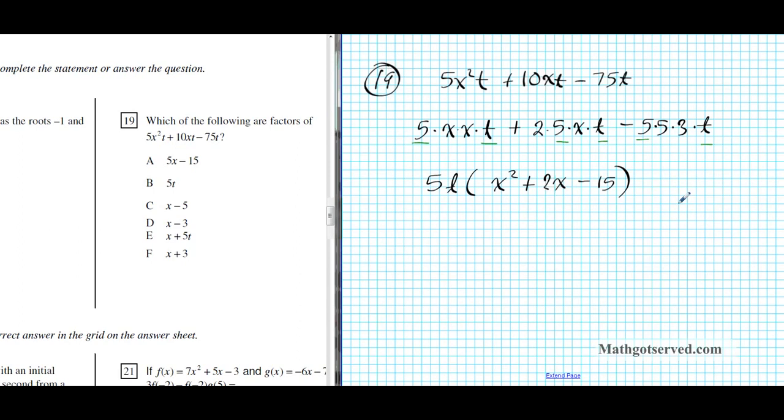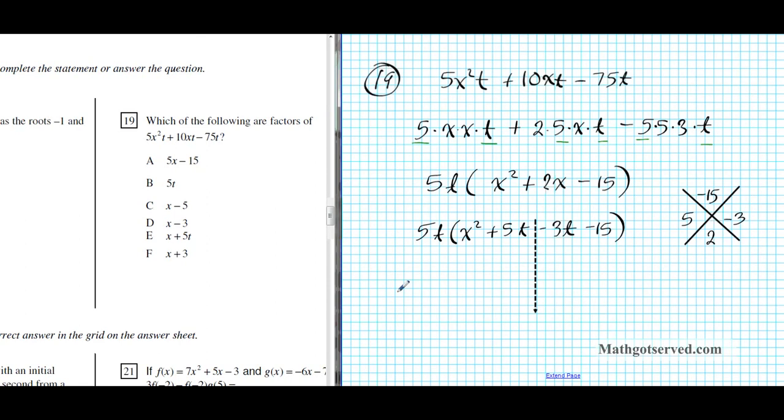Okay, so let's factor the inner term in this parenthesis. So make our X, AC goes on the top. AC is negative 15, and B is 2. So what two numbers work? You can use 5 and 3. Since the sum is positive and the product is negative, the smaller number has to be negative, okay? So we have 5t times x squared plus 5x minus 3x minus 15. Break it down the center or factor by grouping.